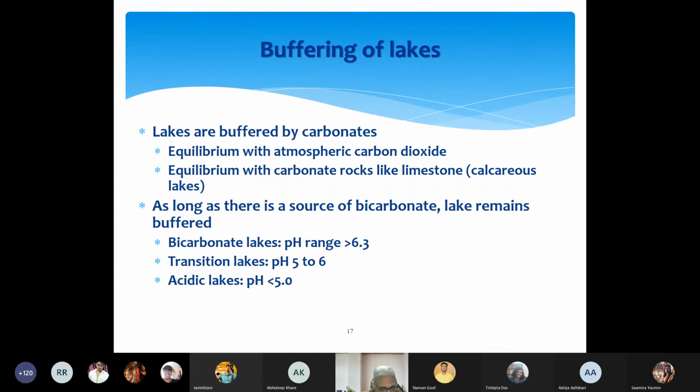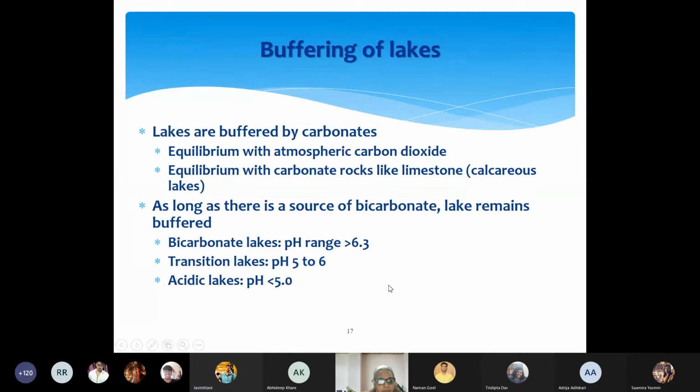So the pH of the lake water will remain stable. But once that buffering capacity is exhausted, then again the pH will drop. So I'll come to that in a little bit. And if the surrounding rocks have a fair amount of limestone, limestone is a carbonate rock, so these are what are called calcareous lakes. They have high amounts of calcium and carbonate, so they remain in equilibrium. They are well buffered, and in general, they are not affected by acidic rainwater. So as long as there is a source of bicarbonate, the lake remains fine.